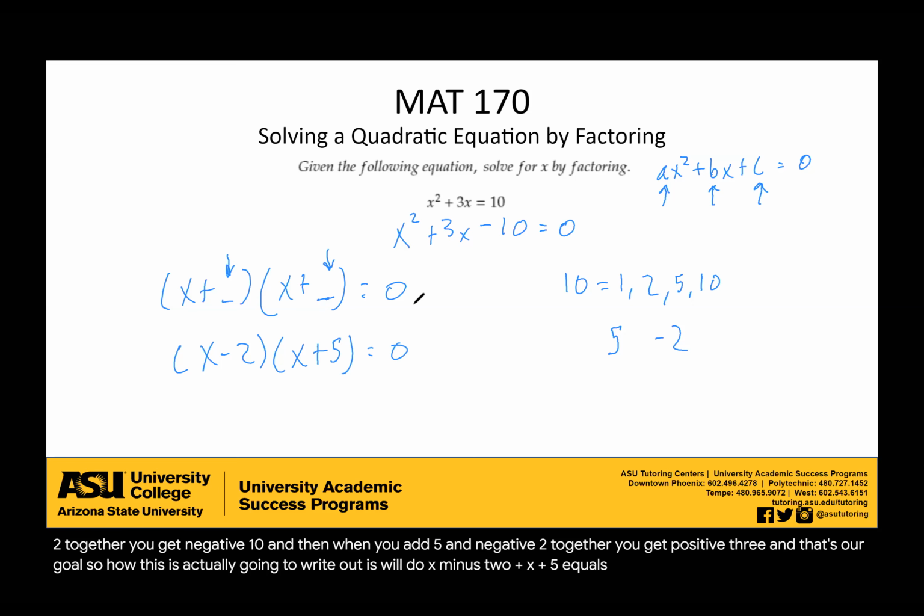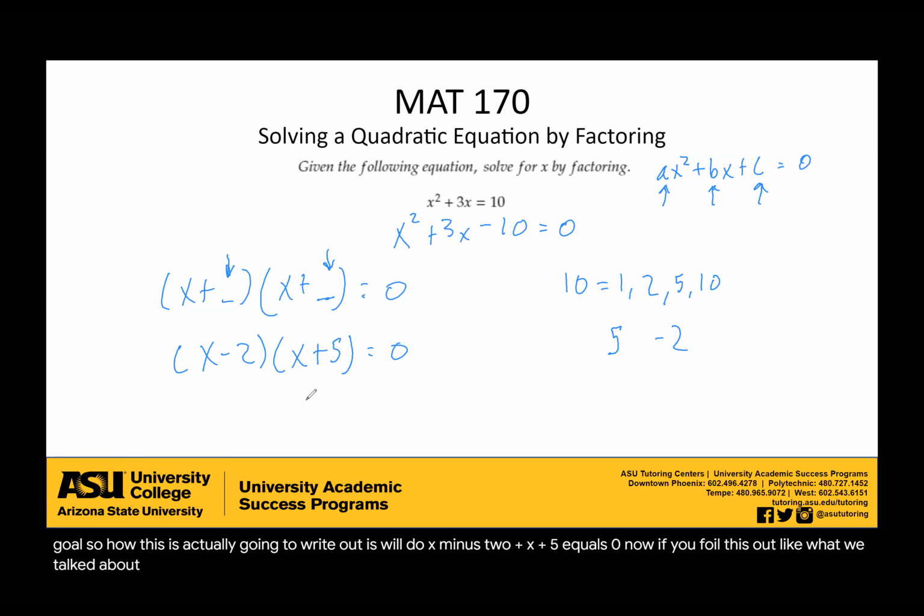equals 0. Now, if you FOIL this out, like what we talked about in a previous concept session, you'll get x squared plus 3x minus 10. And that's the whole goal of what we're doing right now.